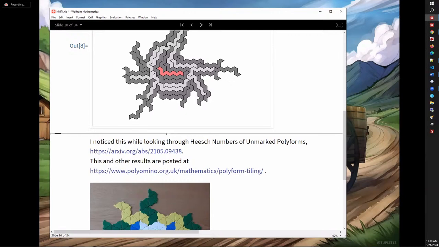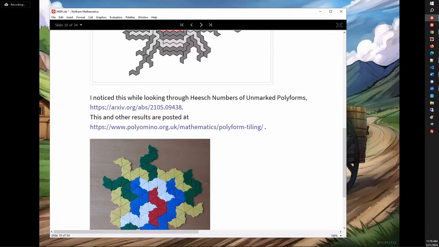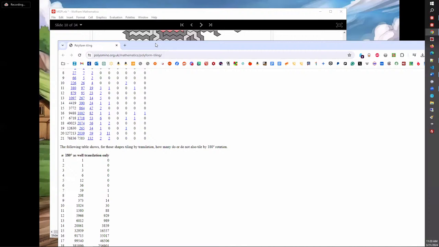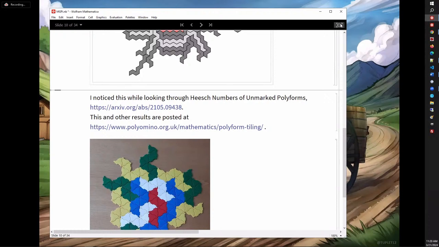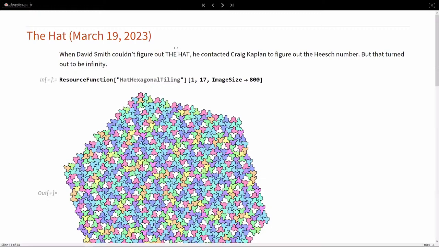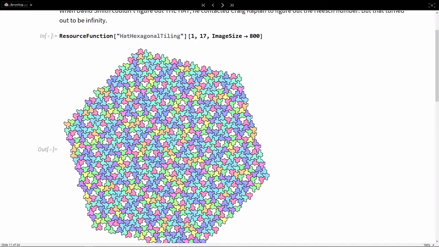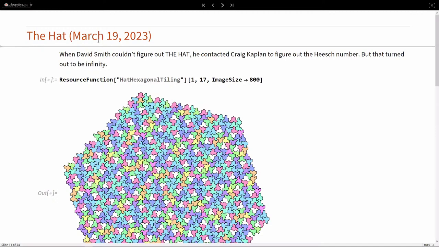And this and other results about Heesch numbers are at this link here, polyominoes.org.uk. I'll be posting this a bit later, but here's the site, and it's got data on thousands of polyforms. And it was through this that the hat was found. David Smith found this particular shape, and he couldn't figure out what was going on with it, so he contacted Craig Kaplan to figure out the Heesch number. But it turned out you could make as many coronas as you wanted, but they weren't periodic in any way. And as such, a little bit over a year ago, the hat was finally published to the world.